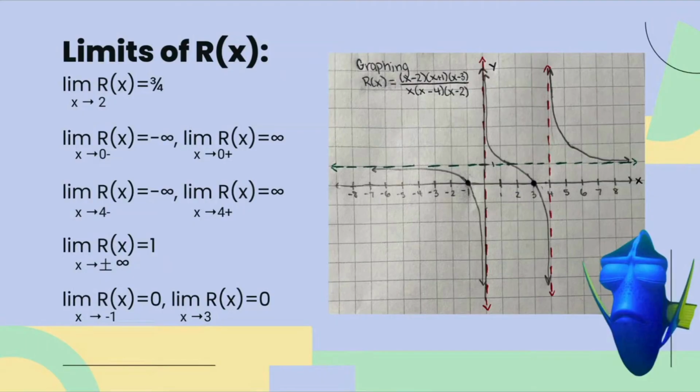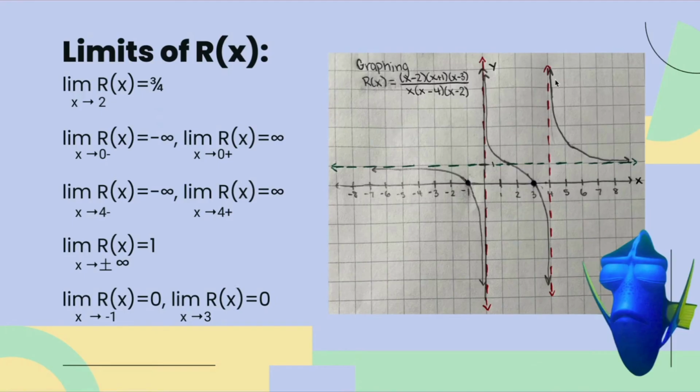graph. The limit as x approaches 2, which is the hole in the graph, is approximately 0.75. The limit as x approaches 0 from the left is negative infinity, as seen on the graph, where it's infinitely decreasing, and the limit as x approaches 0 from the right is infinity, as it's infinitely increasing here. And the limit as x approaches 4 from the left is negative infinity, as it's infinitely decreasing here, and the limit as x approaches 4 from the right is infinity, as it's infinitely increasing here on the graph.